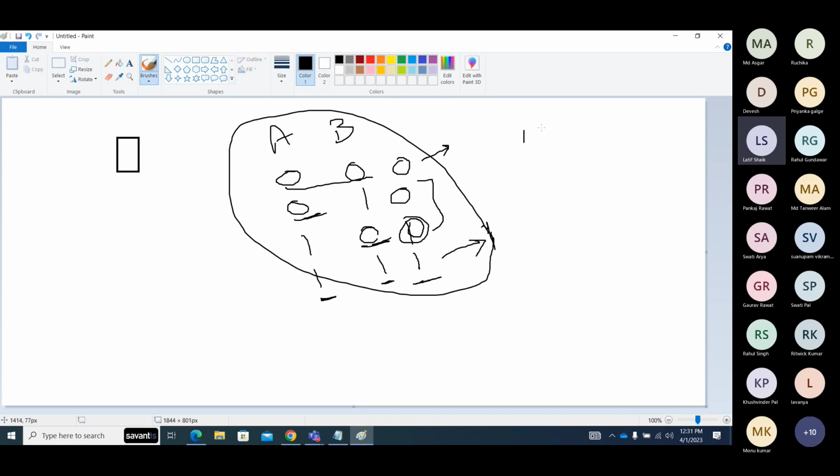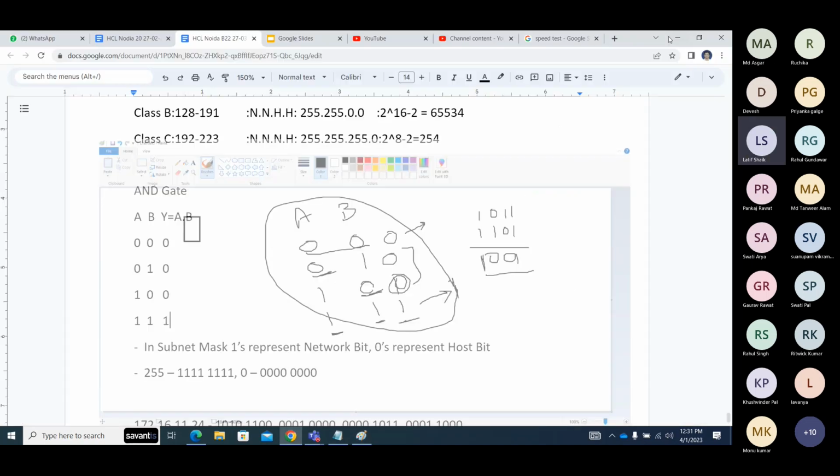You take a number, for example, 1 0 1 1 and 1 1 0 1. If you do the AND gate bit by bit: 1 and 1 is 1, 0 and 1 is 0, 1 and 0 is 0, 1 and 1 is 1. So this is the AND gate output. The first one is an input and the second one is an input, both are inputs only. One input, another input, but the output is 1 0 0 1. We got it as per this.